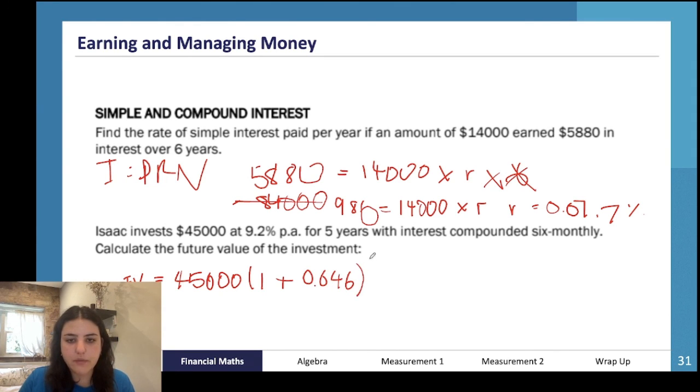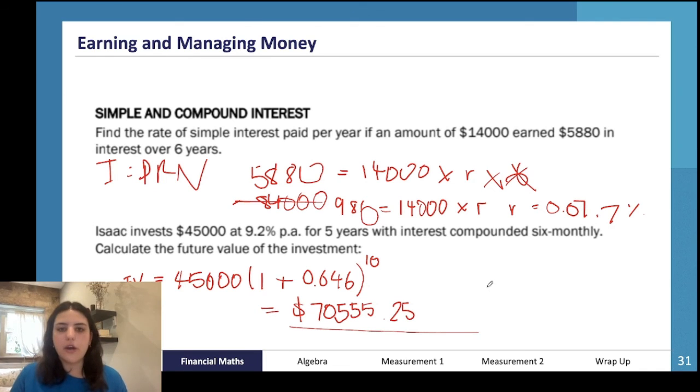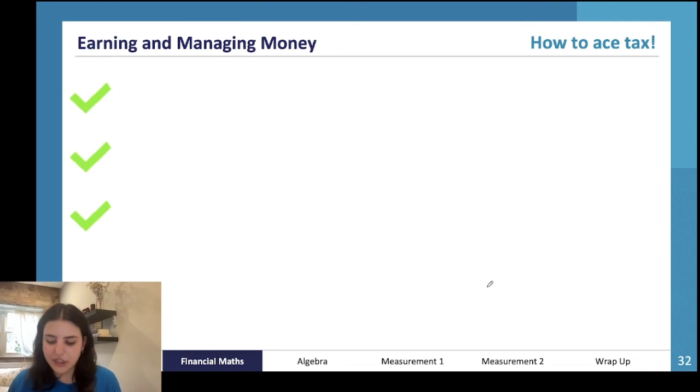And then it's twice a year for 5 years, so it's 10 time periods. So 45,000, 1 plus 0.046, close brackets to the power of 10. This investment is going to be worth $70,555.25. Okay, that is earning and managing money and how to ace our tax and interest questions all wrapped up.